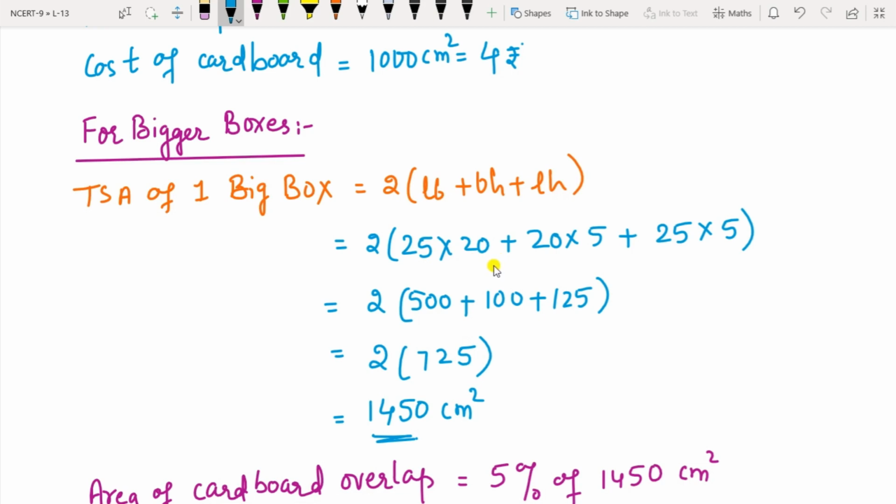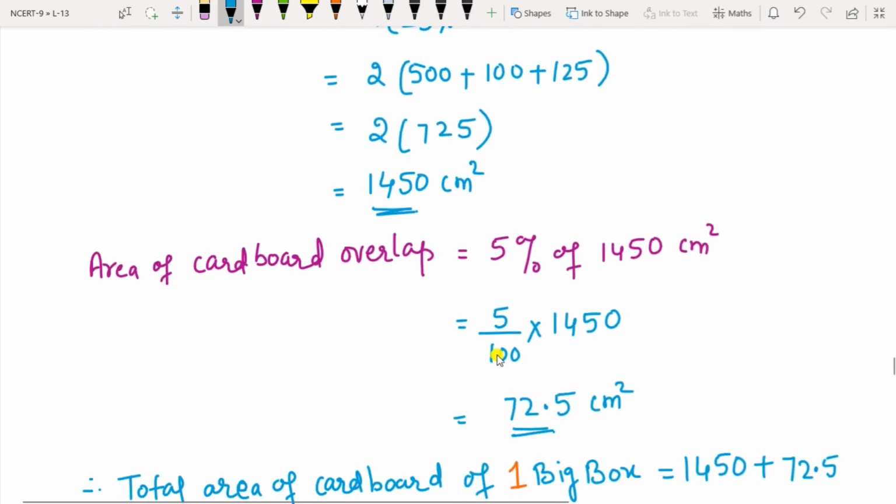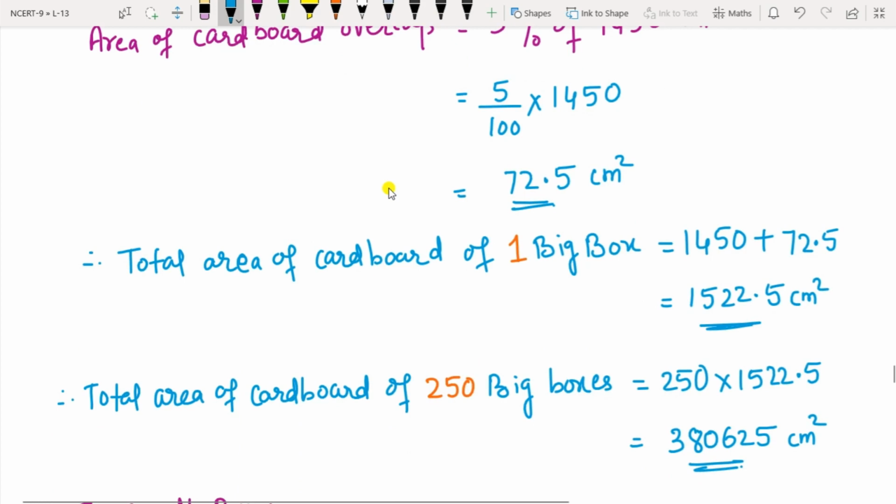So write the dimensions of the bigger box here and you get this area. Then you need to find the overlap cardboard, the area of the cardboard to be overlapped, that is 5% of this area, so it becomes 72.5 centimeter square. So this area is to be added to the total surface area of the required box. So adding this and this you will get 1522.5 centimeter square, that is for one big box.